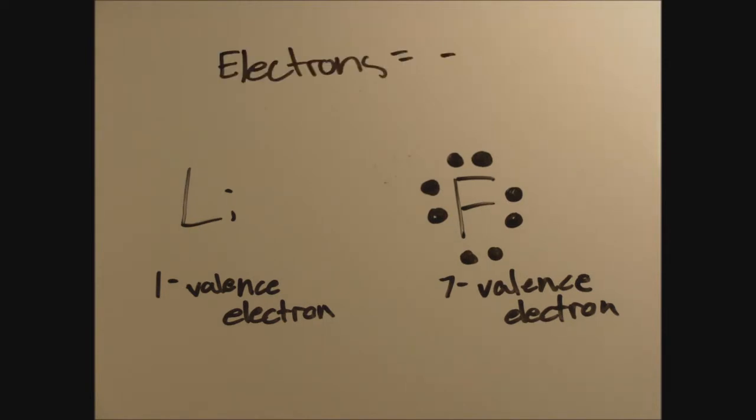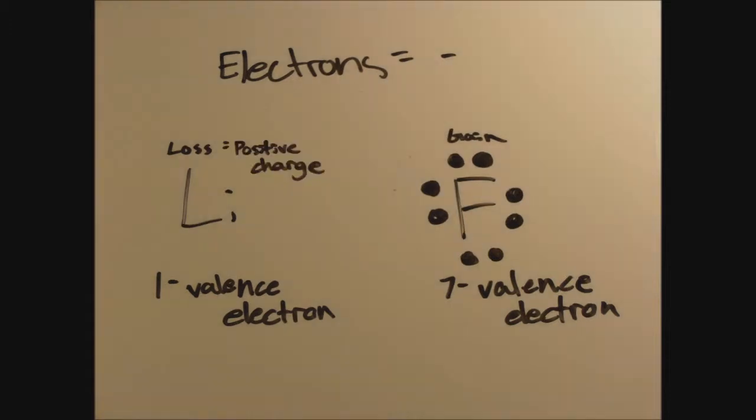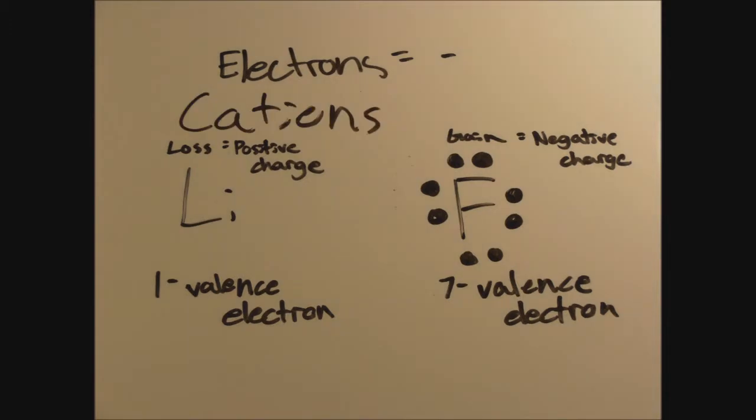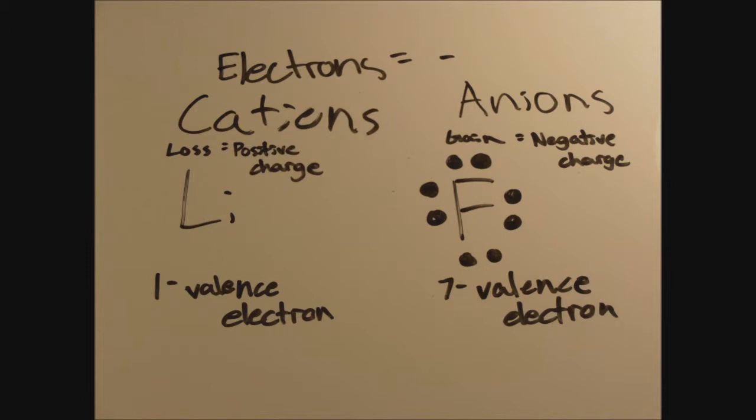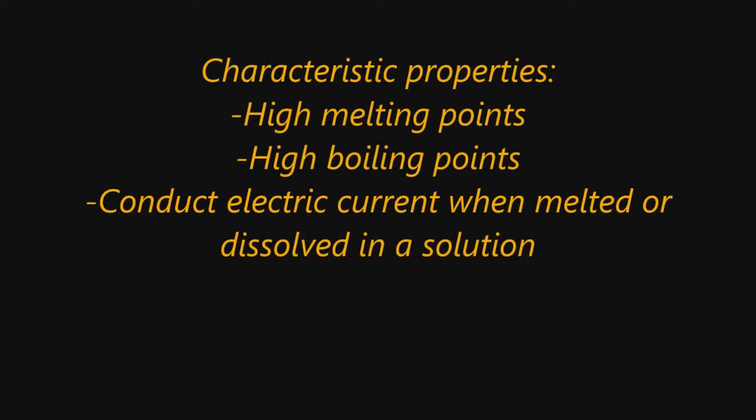Well, electrons are negatively charged, so you can see the Li lost while the F gained an electron. Losing an electron is a positive charge because positive overpowers, and gaining an electron is a negative charge because it adds to the negative. We call these cations and anions. The characteristic properties are high melting points, high boiling points, and more.